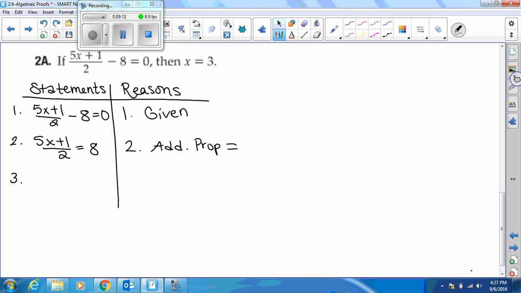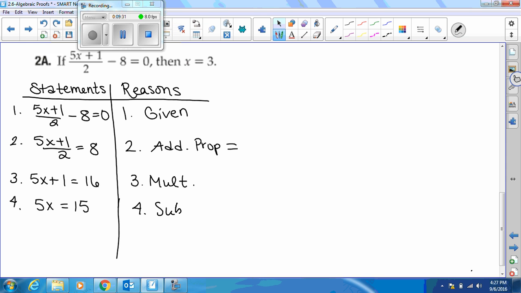Then I'm going to multiply by 2. That's multiplication, property of equality. Then I'm going to subtract 1. That's your subtraction property of equality. And to get x equals 3, I divide. And there's your division property of equality.